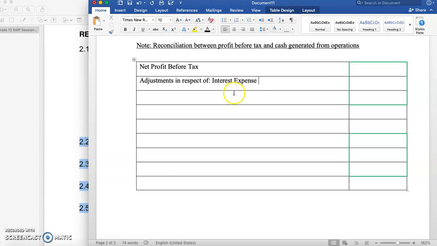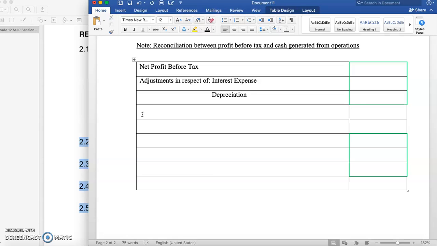And then the next adjustment is going to be depreciation. And why do we add depreciation back? Because remember, we are trying to find out what are the cash outflows and what are the cash inflows. We only want to look at cash. And remember, depreciation is not really a cash expense. It's an imputed expense. That means it's not really taken from our money, right?